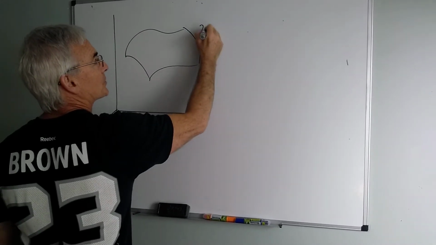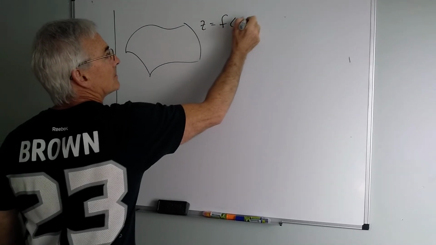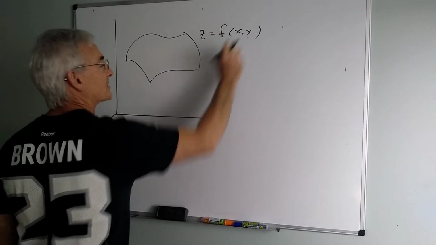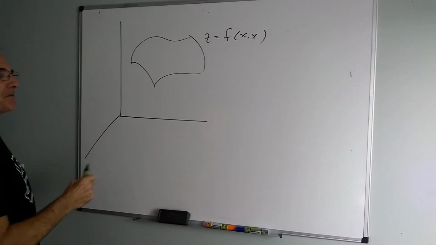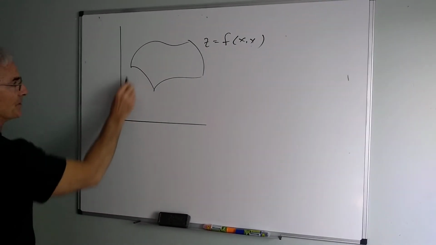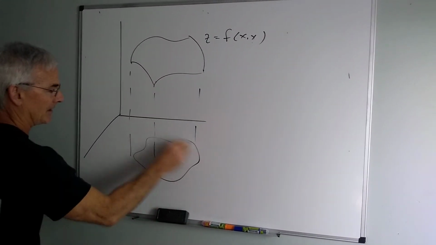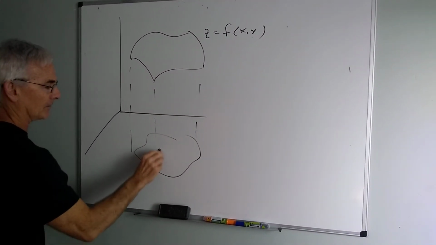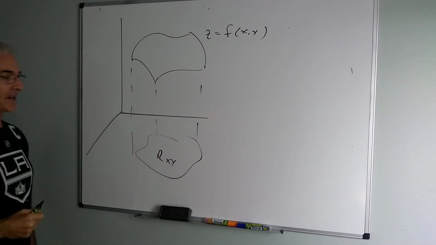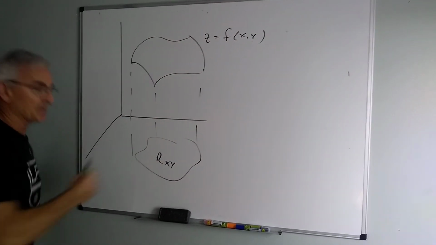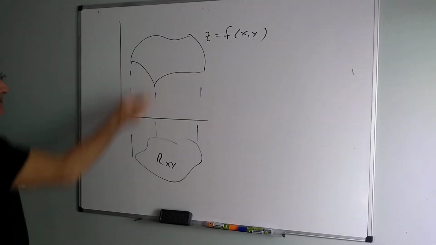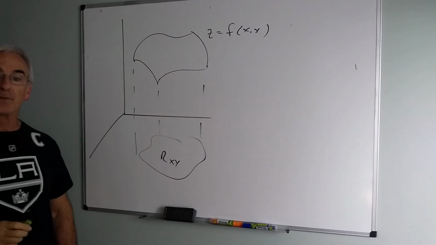I have some surface, z is a function of x and y, and I'm interested in finding the volume below this surface. So let's say as it projects down into the xy plane, I have some region here. Let's call it Rxy. So the shadow this makes straight down, and I'm interested in setting up a situation where I find this volume.